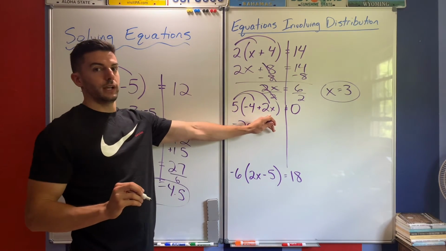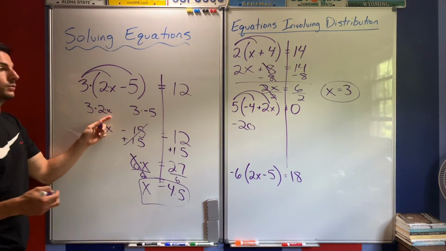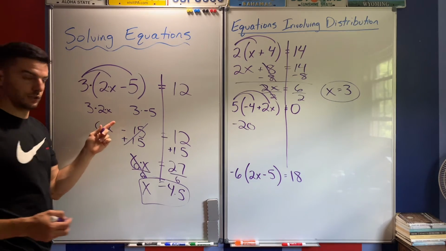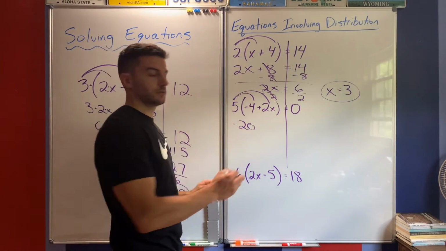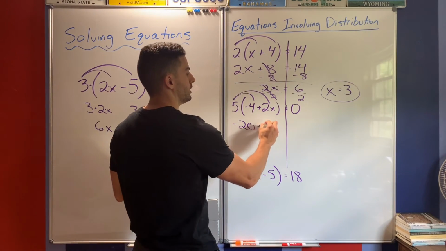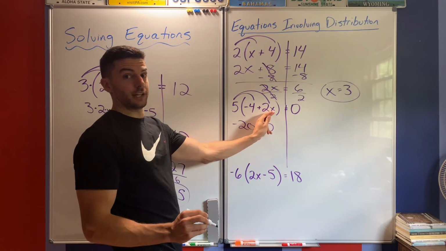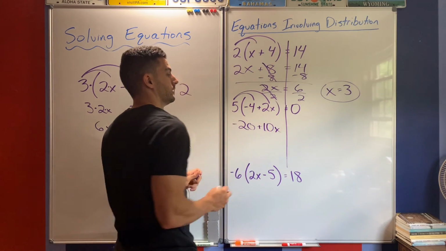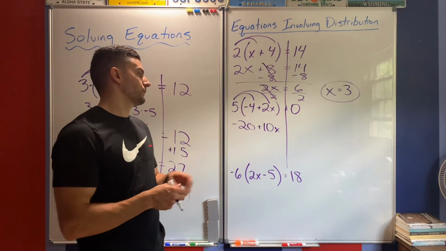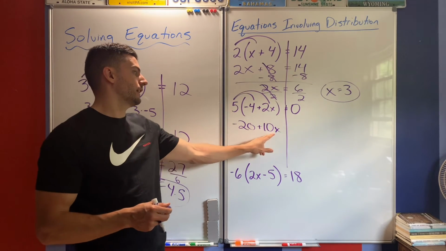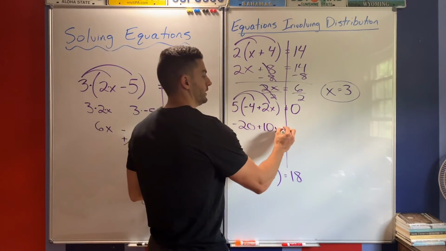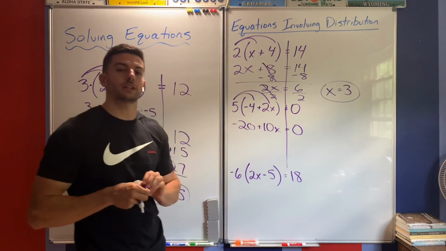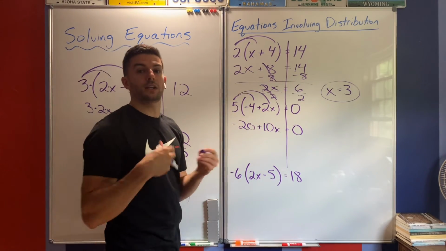5 times 2x, again, remember, just like this one, we just multiply the two numbers together. Just the 2, 5 times 2, I'm going to multiply those to get positive 10, but there's going to be an x on that term too, because it is with the 2x there. So negative 20 plus 10x equals, on the right here is still 0. So that's step 1, distribute, and now I begin to cancel.